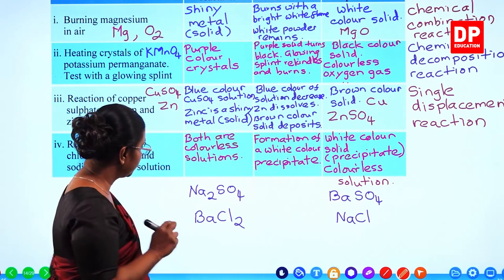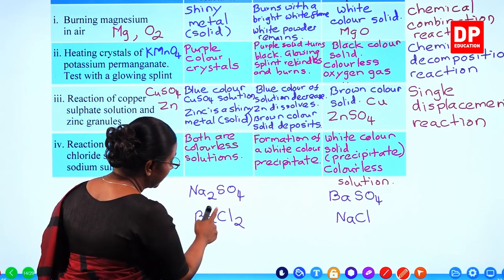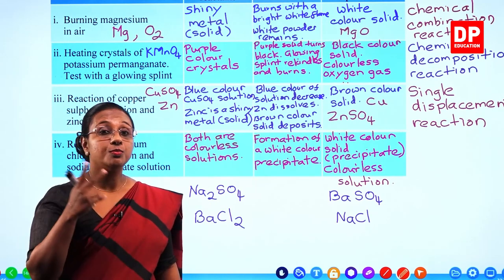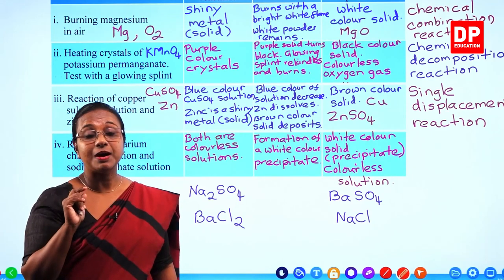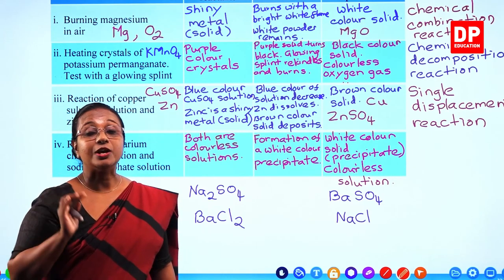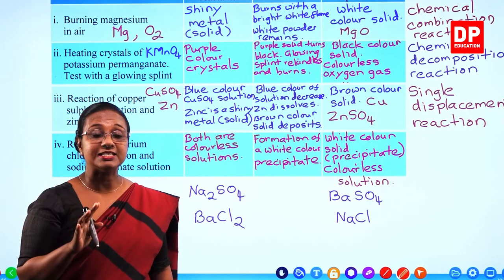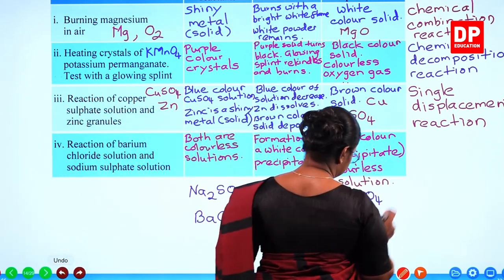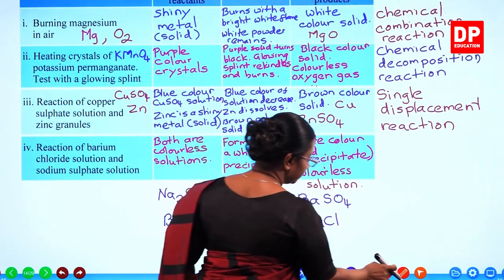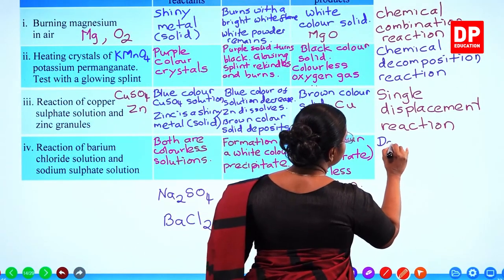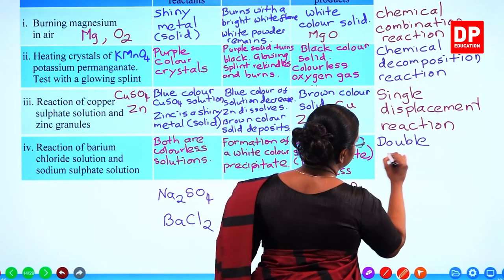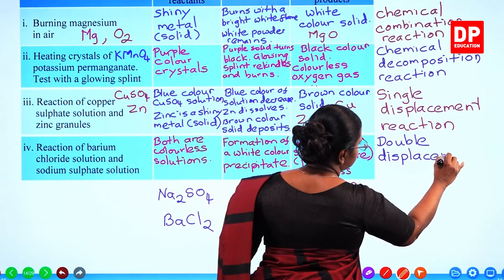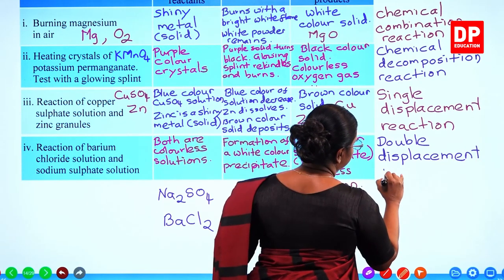But here, of course, you can see sodium combines with chlorine, barium combines with sulfate. So both components of one compound are displaced. So we call this type of reaction a double displacement reaction.